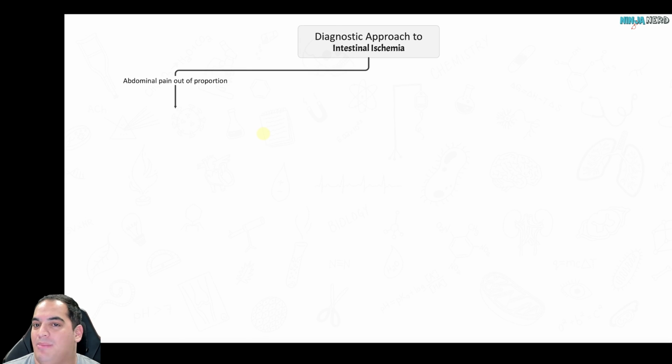So let's say I have a patient with severe abdominal pain out of proportion. They have a history of atrial fibrillation. And let's even say their lactate's elevated. I definitely think that it's acute mesenteric ischemia. They're having a small bowel ischemia.